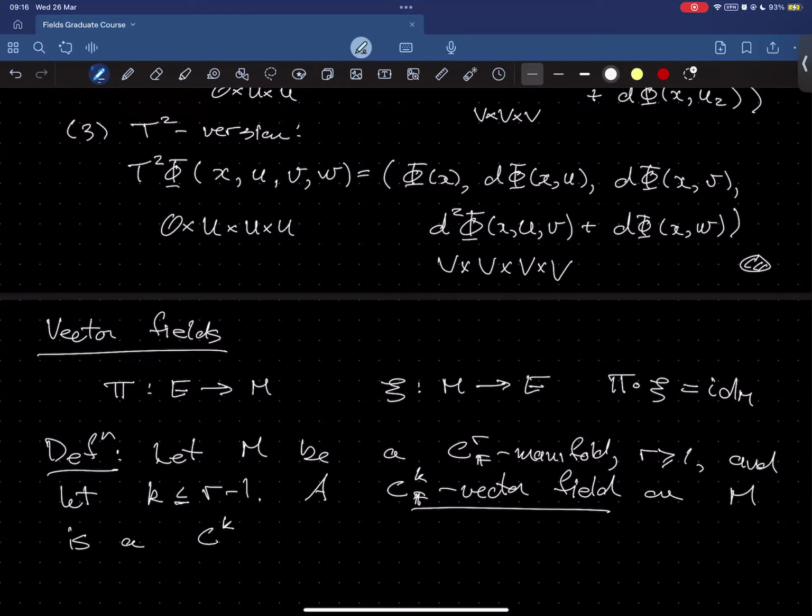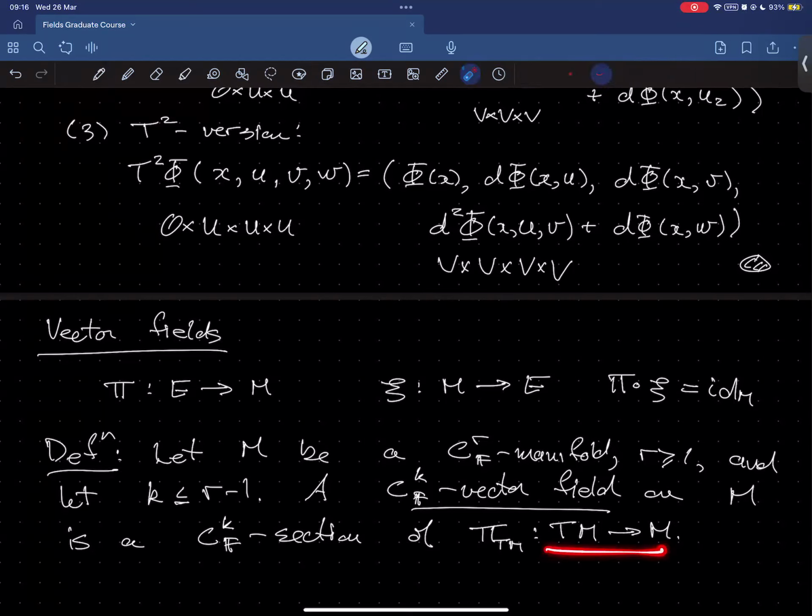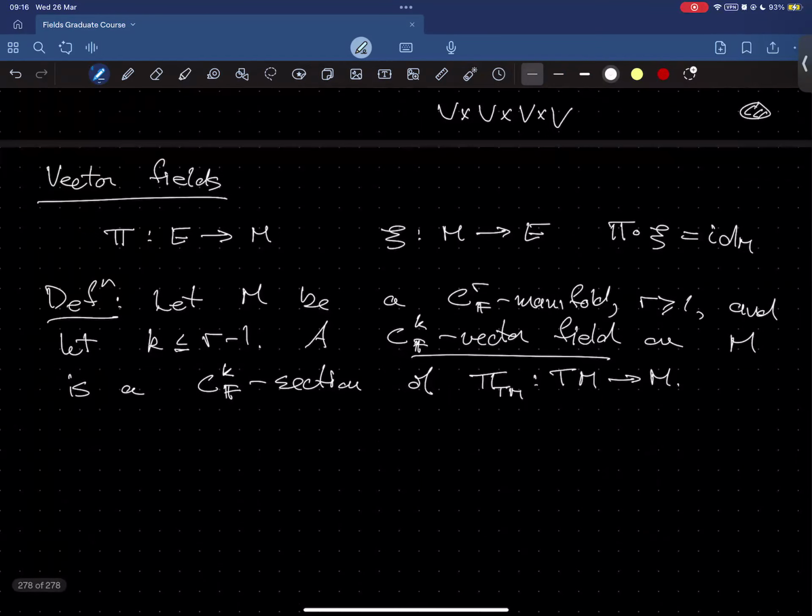And a C^k section of, I don't think I introduced this notation. I did talk about the tangent bundle as being a vector bundle, and its vector bundle projection I'm going to write as pi sub TM. So we talked about the vector bundle structure of the tangent bundle. This is the tangent bundle projection, or the vector bundle projection, which is called the tangent bundle projection in this case. So that's all a vector field is.